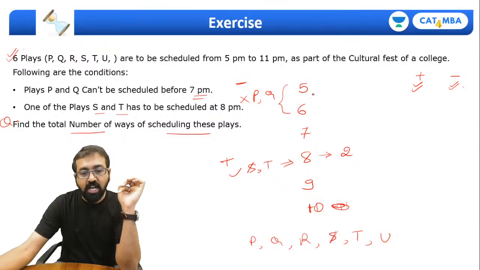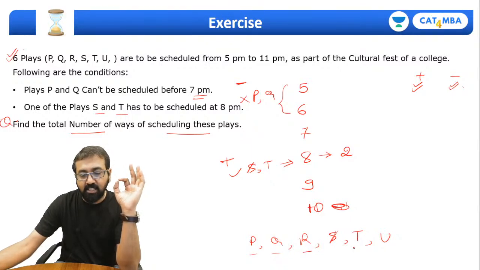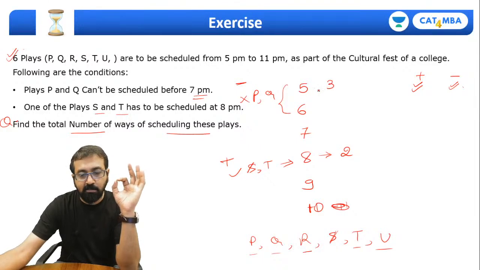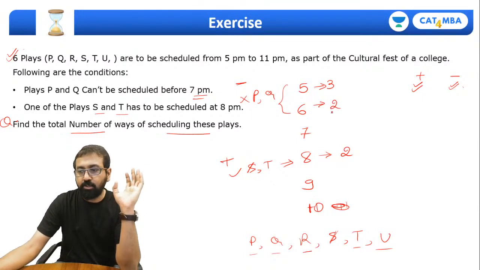Again, P and Q can't come on at 5 p.m. and 6 p.m. So P and Q have to go. So what plays are you left with for the 5 p.m. and 6 p.m. slot? Can I say we are left with R, T and U. So any one of any 3 plays can be scheduled over here, and from the remaining 2 plays, one of them can be scheduled over here.